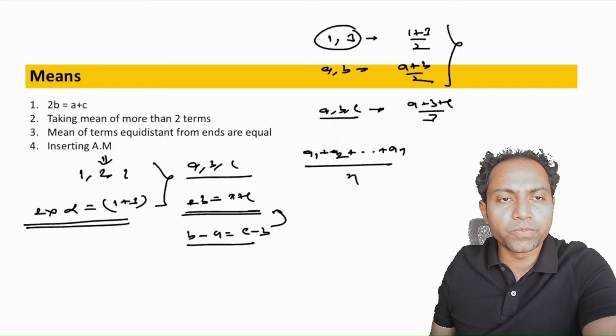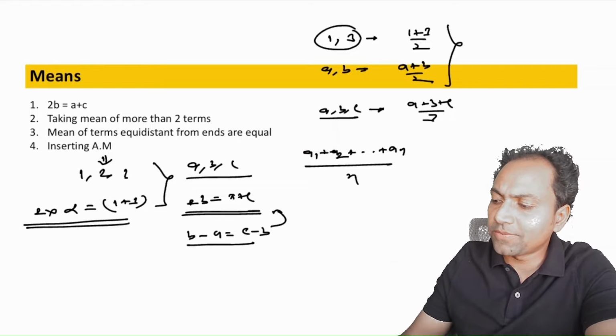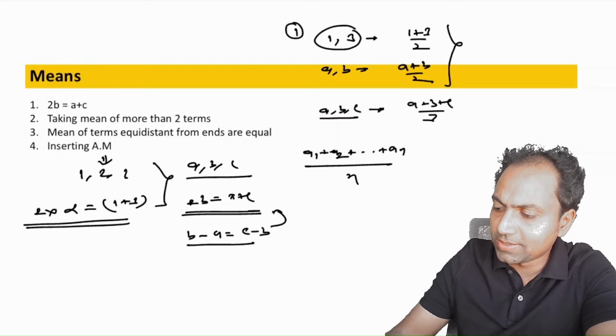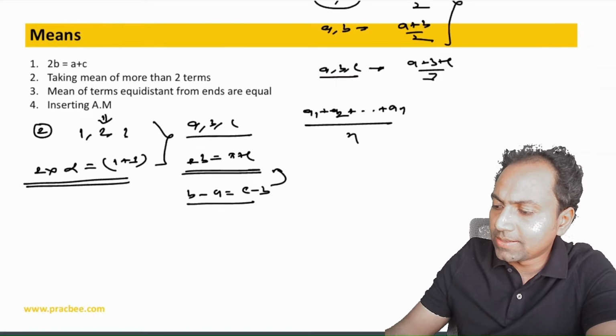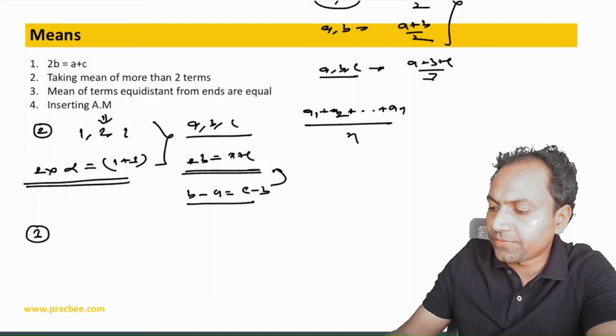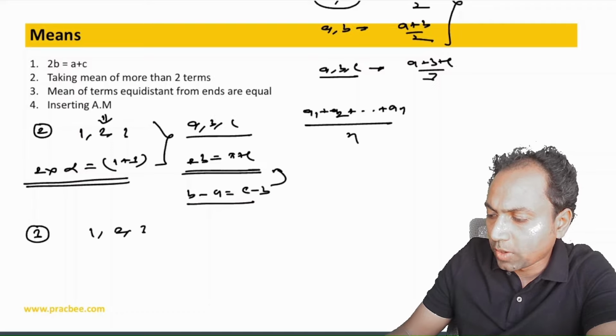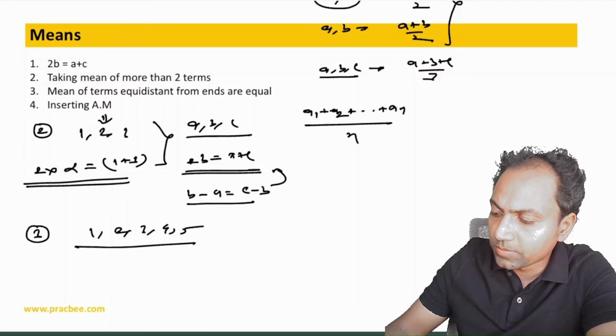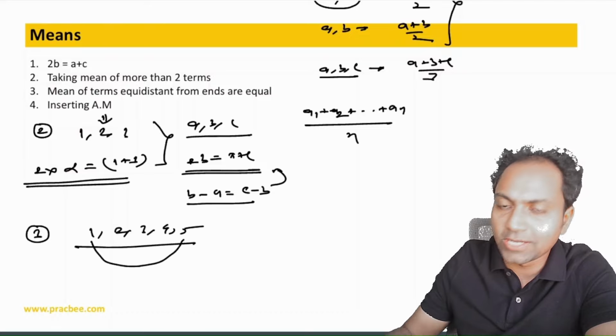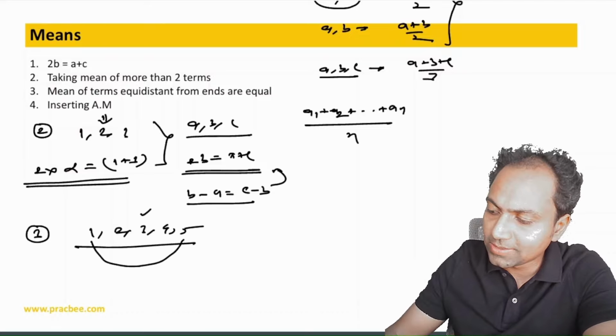Now, if you have to look into this mean concept, there are a few properties as well. So this was one idea, this is another idea. And then there is this whole idea of the properties. If you have 1, 2, 3, 4, 5, what you can observe is, if you take the mean of 1 and 5, that is 1 plus 5 by 2, it comes out to be 3. That is this number.